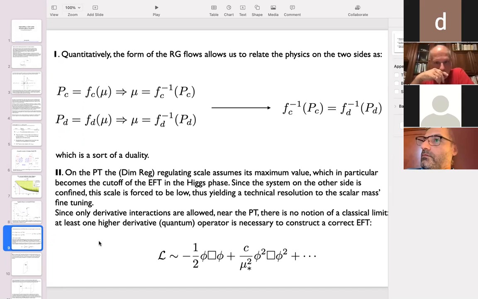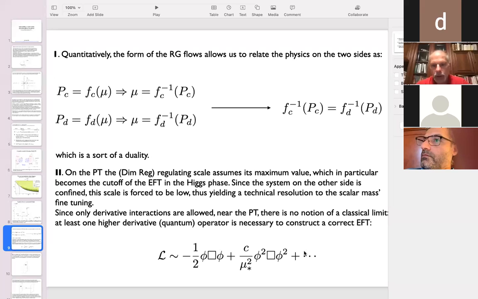Now another thing that I alluded to before is the fact that this system, since it's generated by the lattice, has no polynomial interactions. It has only derivative interactions. And here it is, I show it explicitly. It has a kinetic term, and the first non-trivial term is phi squared box phi squared with a cutoff mu star. Mu star is the value of mu at the blue point on the phase transition. That's the cutoff of the theory. And it's not an irrelevant operator. It's the most relevant operator.